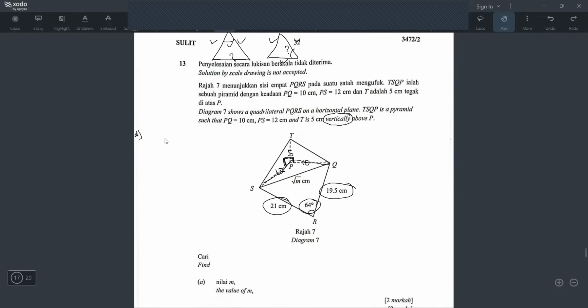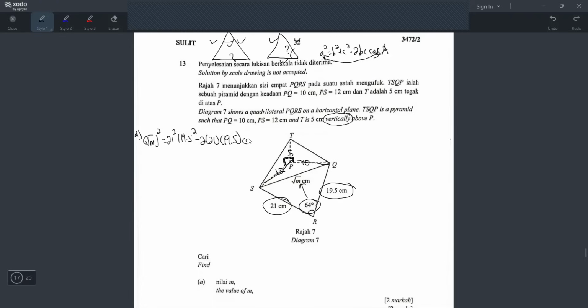So what we do now? We use cosine rule lah. Do you remember what's the cosine rule formula? a square equals to b square plus c square minus 2bc cos big A, right? So this A and this A has to be opposite of each other. This angle has to be opposite of this side, right? So since we are finding this and the opposite of the angle, that's the A, right? So opposite of angle is square root m, so that is the small a. So it will be square root m square equals what? The other two side square, so 21 square plus 19.5 square minus 2 bracket 21 bracket 19.5 cos the angle, which is 64, right? And 64 and the side here, they are opposite of each other.